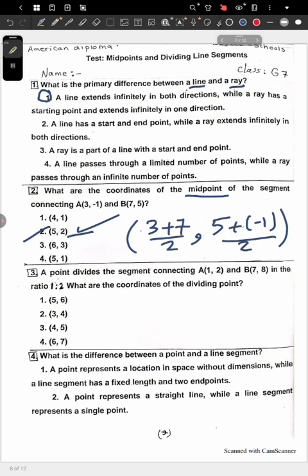A point of the line segment: A is 1 and 2, remember that. B is 7 and 8. It must be horizontal; don't put it vertical.